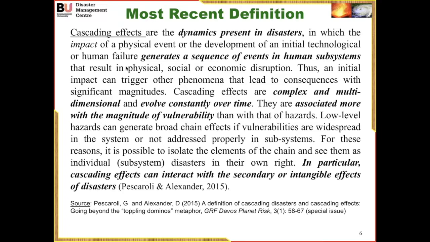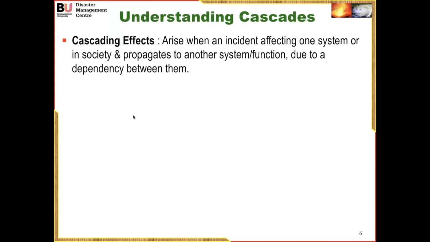So there isn't any standard definition, but this is the one by David Alexander, which you have to take into consideration. And this definition actually emphasizes cascading effects that interact with other secondary and intangible effects of disasters. We are going to look at what we mean by intangible, or what we mean by tangible. Now, let's just look at some key terminologies or phrases that are associated with cascading disasters.